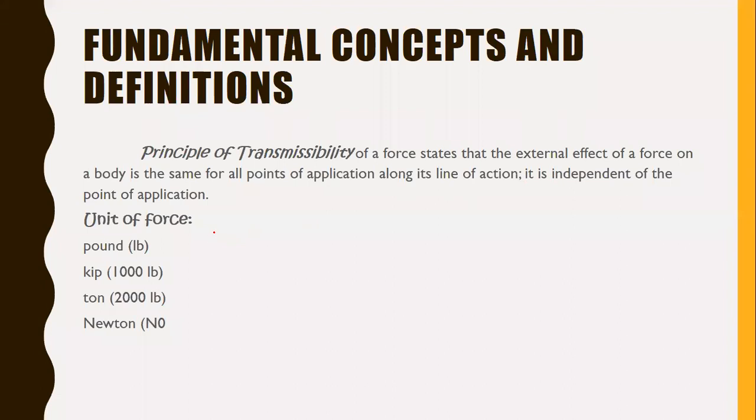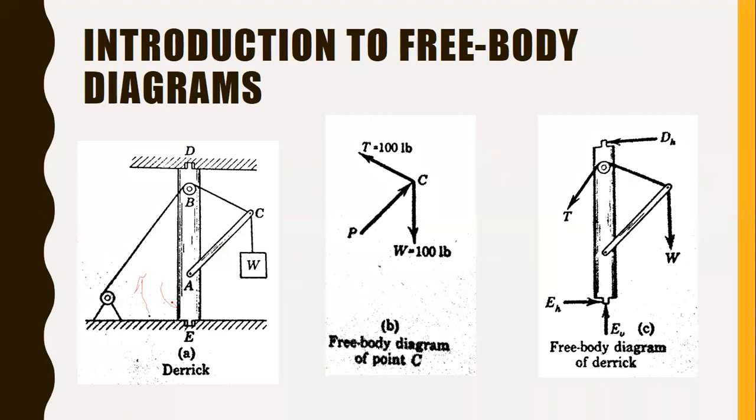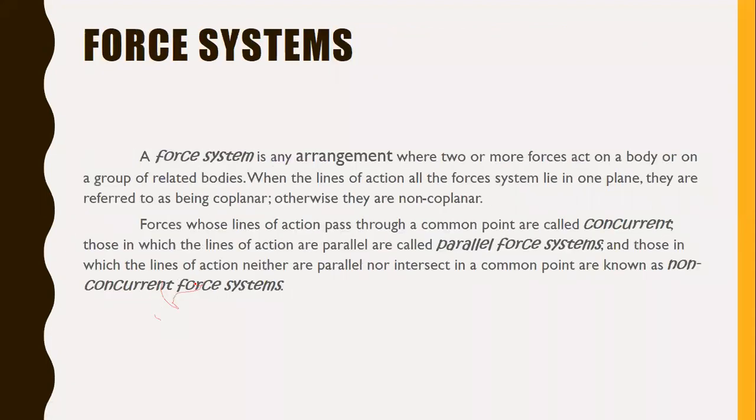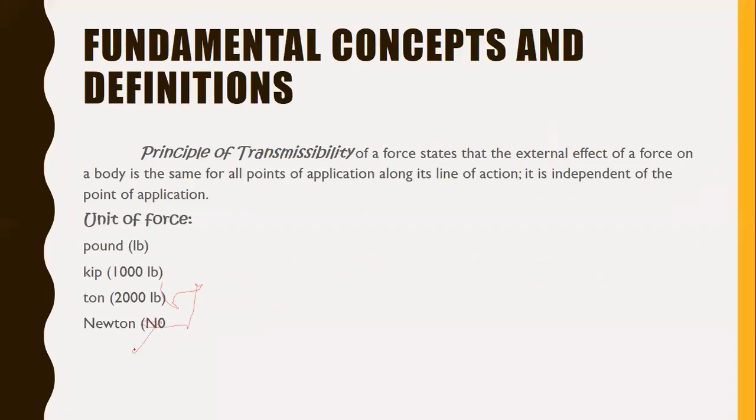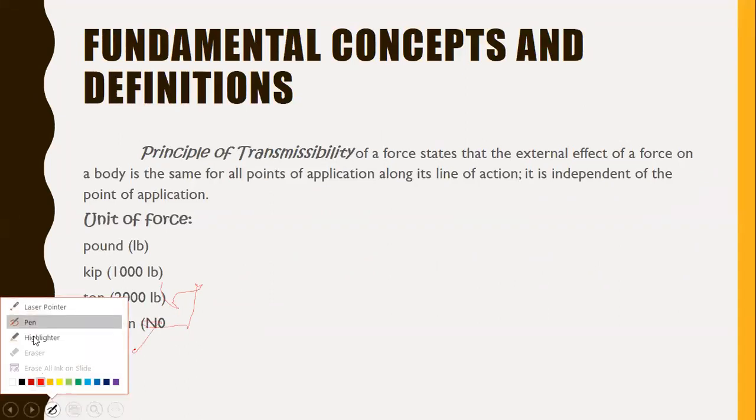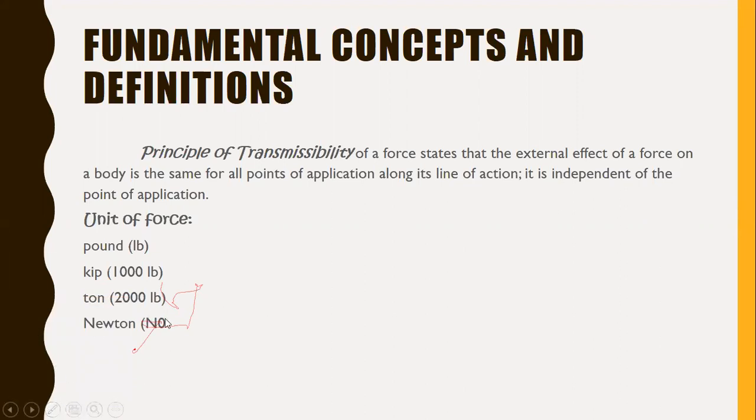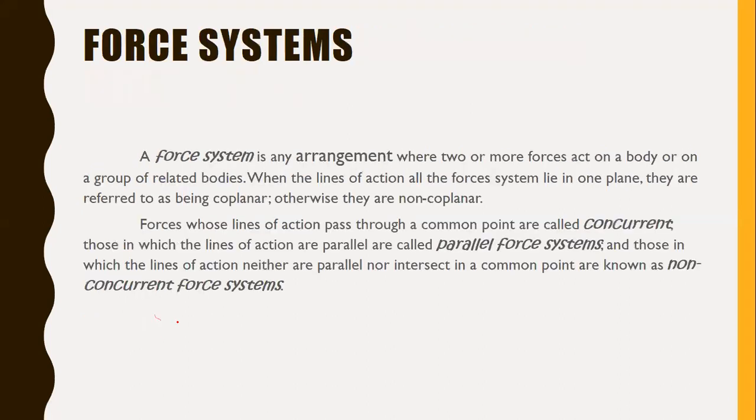What are the units of force? We have the pound, LB. Kip is kilo pound, that is 1,000 pounds. Ton is 2,000 pounds. And Newton, N.